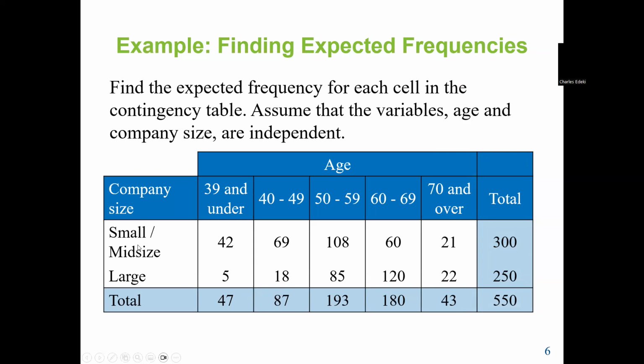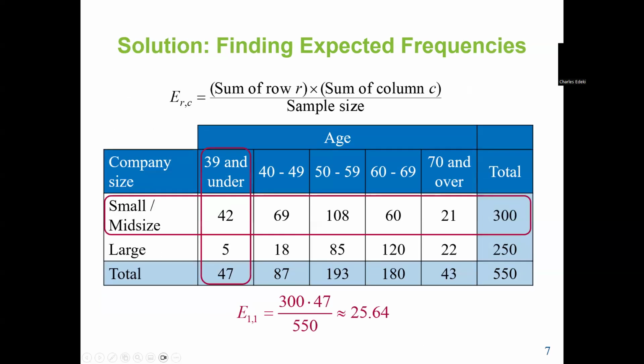So with this, it is very straightforward. If I want to find the expected frequency, let's say E11, the first row and the first column, then it will be the sum of the first row and the first column: 47 times 300 divided by the total, which is 550. So that's the example E11. It will be the total row, 300, times the total column, 47, divided by 550. This means the expected frequency for the first cell, E11, is 25.64.